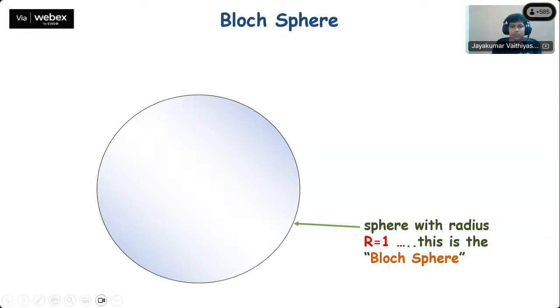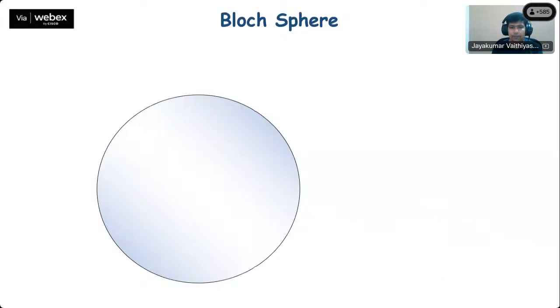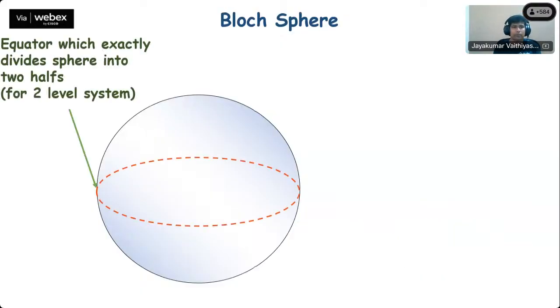So the Bloch sphere is a sphere with radius equal to 1, like a unit circle. It is a unit sphere. We divide this sphere into two hemispheres because we need to represent a binary system. What is the meaning of binary system? A two-level system. To represent our binary data, we divide this Bloch sphere into two levels.